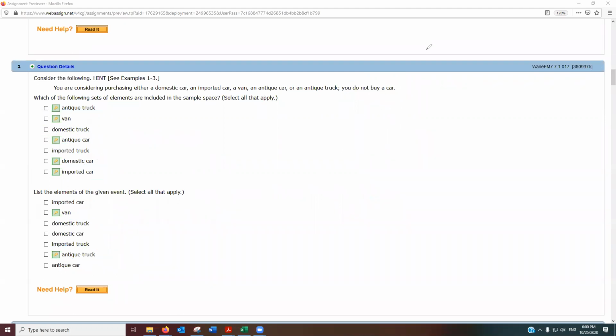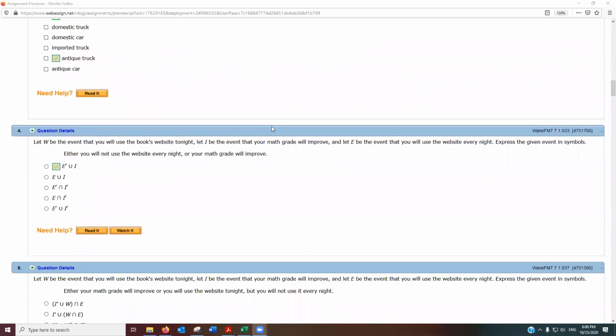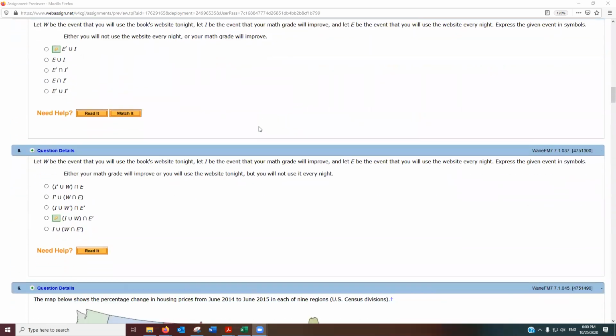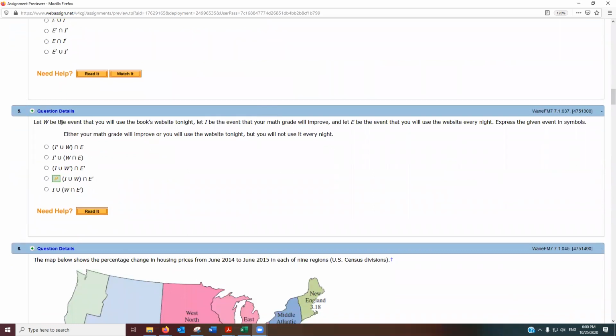All right, let me do another one. How about if we go to number 5 here? It says, let W be the event that you use a book's website tonight. I is the event your math grade will improve. E is the event you'll use the website every night. Write the given event in symbols. All right, either your math grade will improve or you'll use the website tonight, but you will not use it every night. All right, so let's try to fill in with letters here.